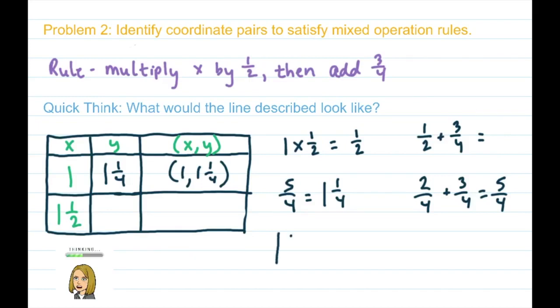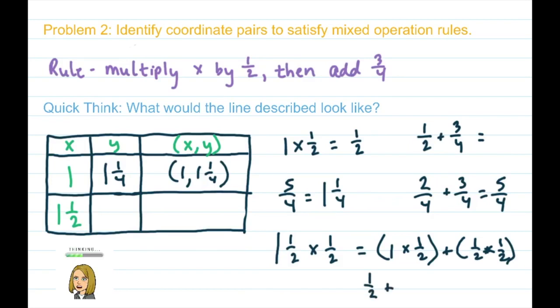So I'm going to start with 1 and 1/2 times 1/2. Now I use the distributive property that I learned in Module 4. So what I'm going to do is multiply 1 by 1/2 and then multiply 1/2 times 1/2. So I know 1 times 1/2 is 1/2 and 1/2 times 1/2 is 1/4. So again, I need like units to add. I just found out that 1/2 is the same as 2/4. So 2/4 plus 1/4 equals 3/4.